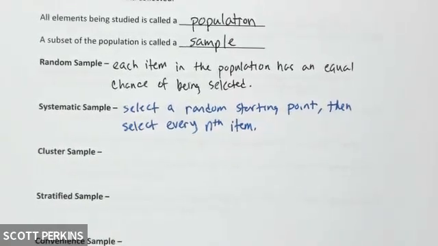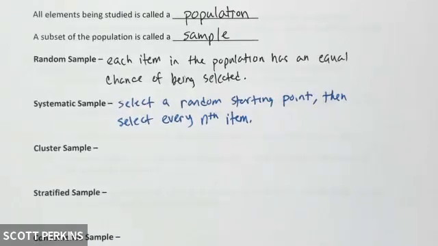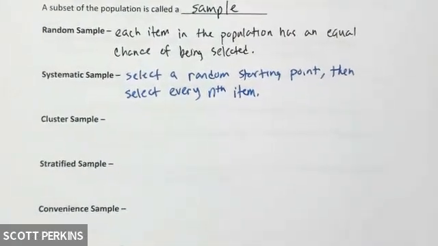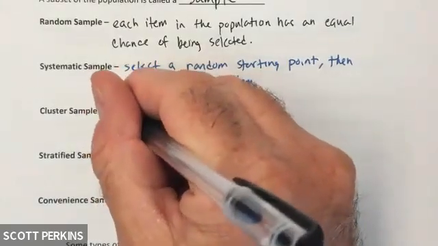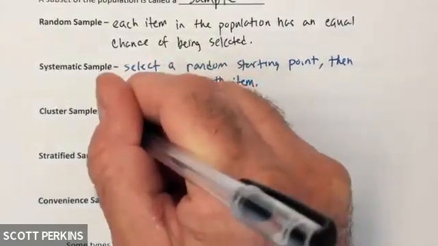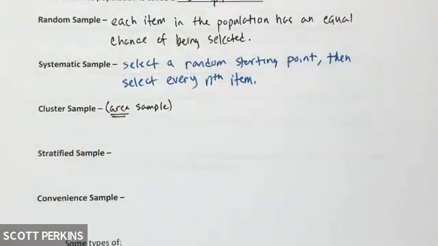The next two kind of seem similar, but there's one big difference between them that I'll try to point out and make known to you. The next one's called a cluster sample. And some books call this an area sample. And there's kind of the key word to this. So when you're writing down the word area sample, underline the word area.